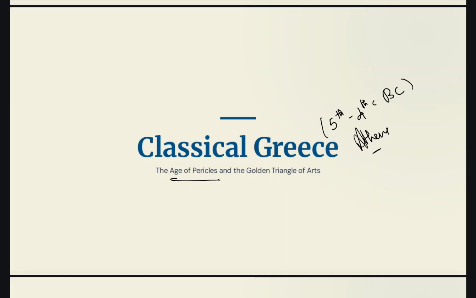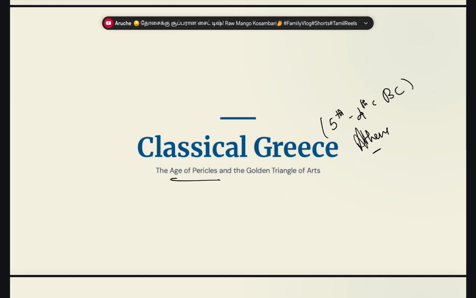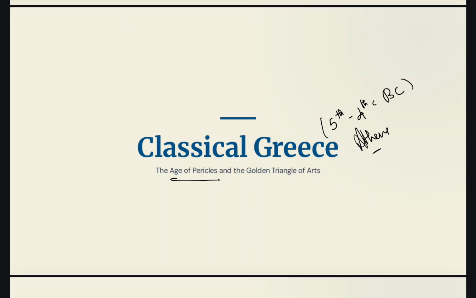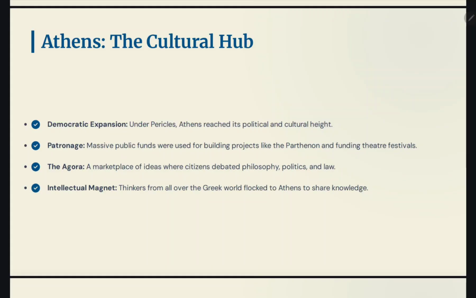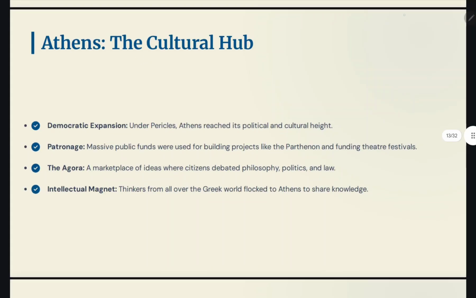Why was Athens important? Because people began asking what is truth, what is justice, what is beauty, and what is knowledge. Civilizations become great not when they have wealth, but when they begin asking difficult questions. And the first people to ask those difficult questions systematically were the philosophers. Athens became the cultural hub.